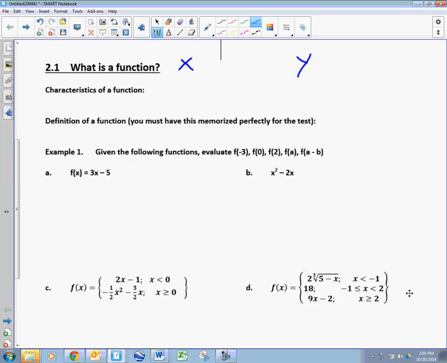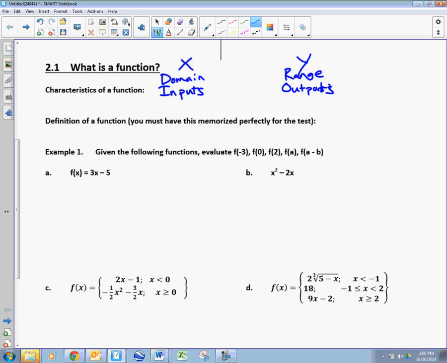Okay, characteristics of a function. Here's what you need to know. A function has something we call domain and what? Range. Generally speaking, the domain matches with the x values and range maps with the y values. It doesn't have to be the case. You can have y be the domain and x be the range, but for most stuff we do, it's this way. The domain we call the inputs, and the range we call the outputs.